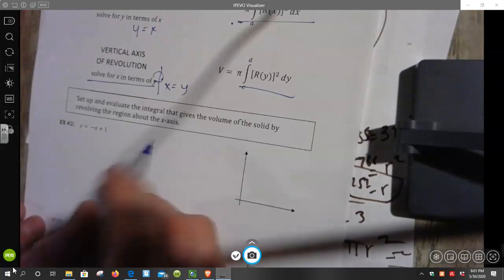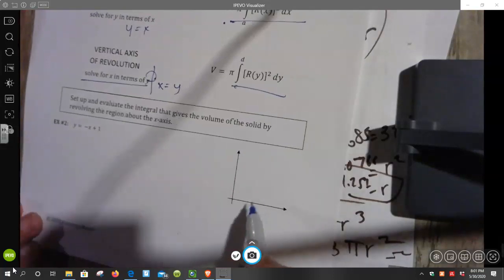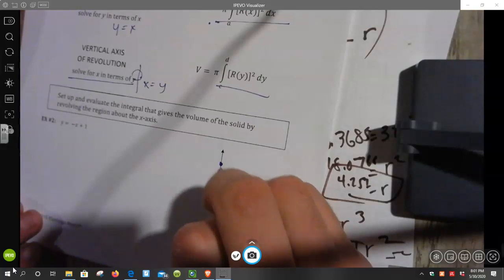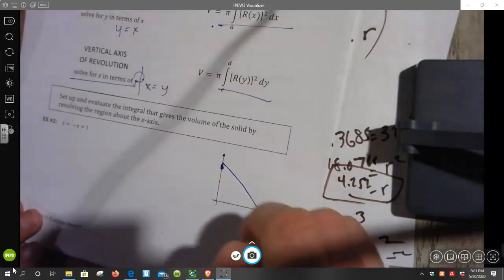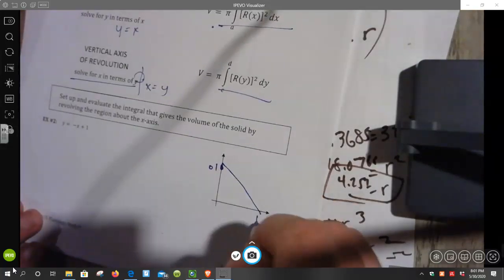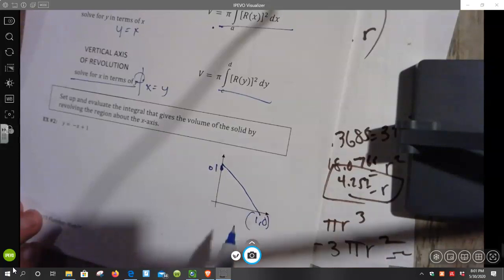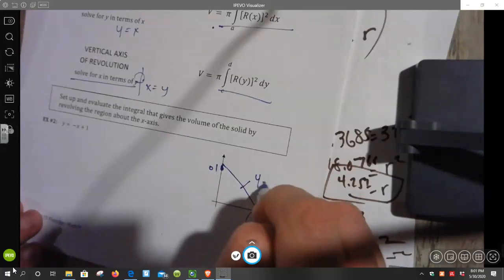So for number 2, we have y equals negative x minus 1. So we draw that in. We know it goes from 0, 1 to 1, 0. Okay, and this is going to be y equals 1 minus x.